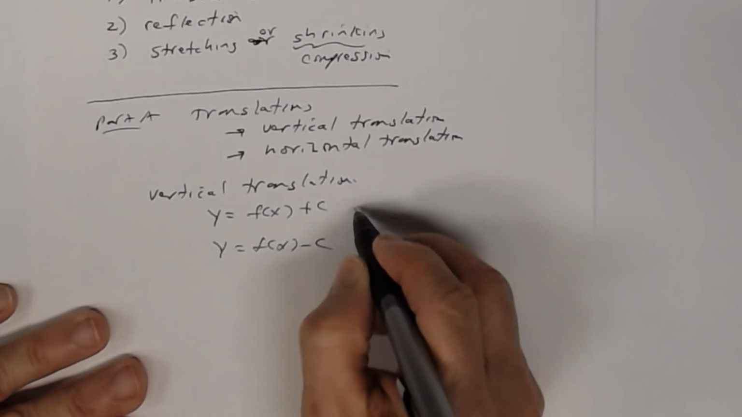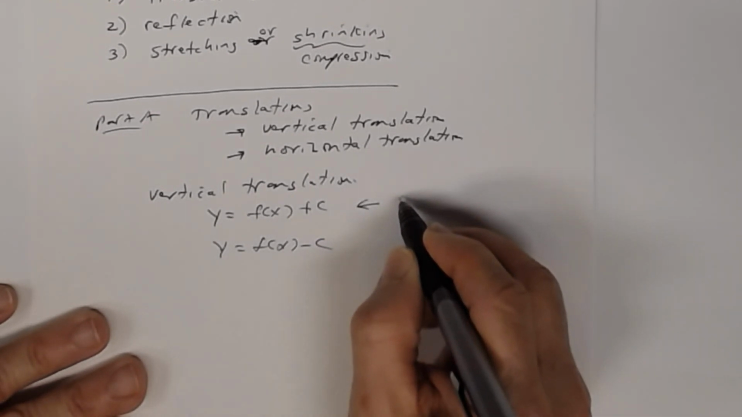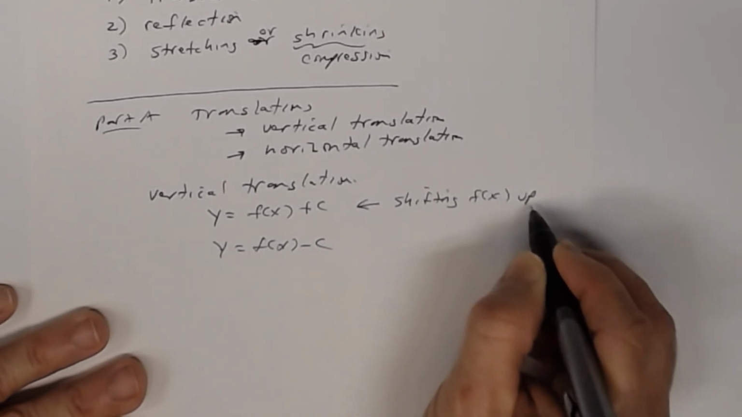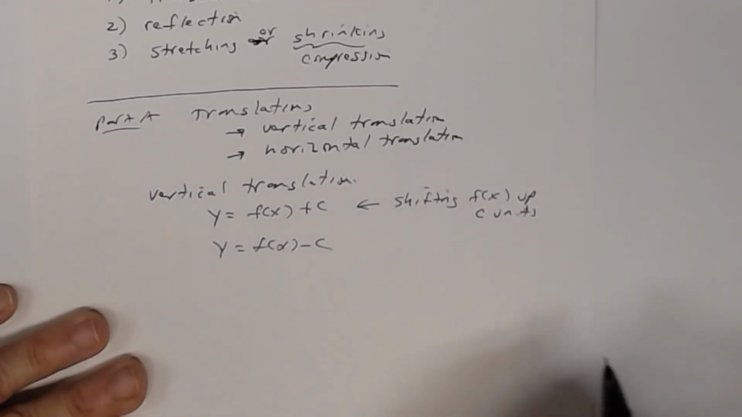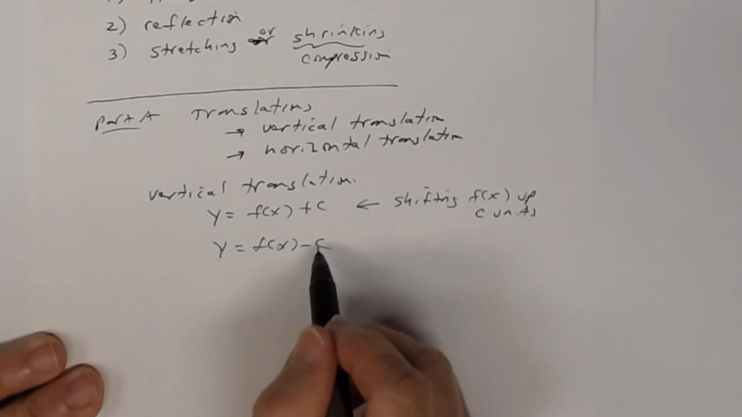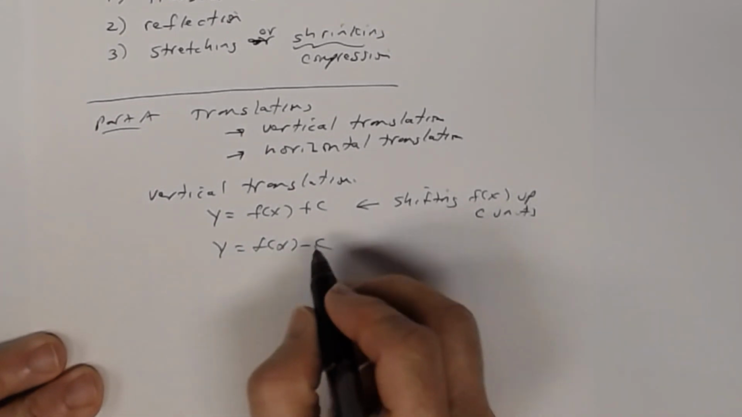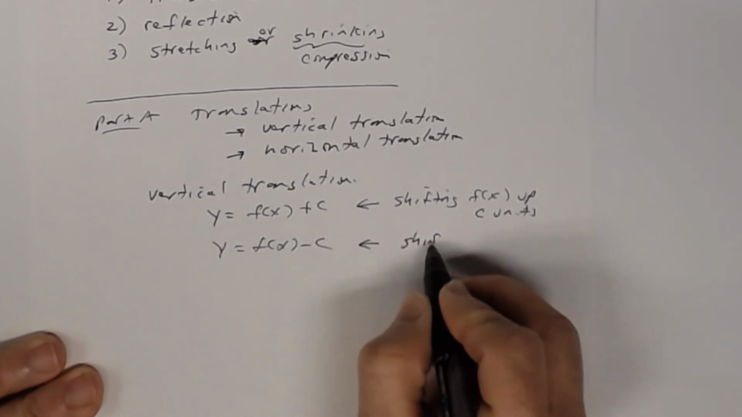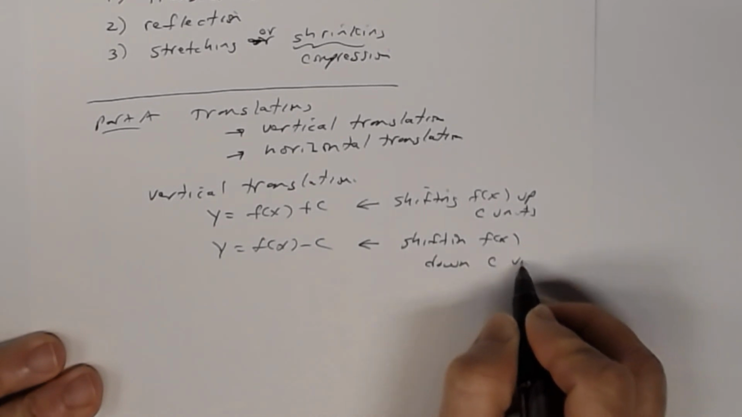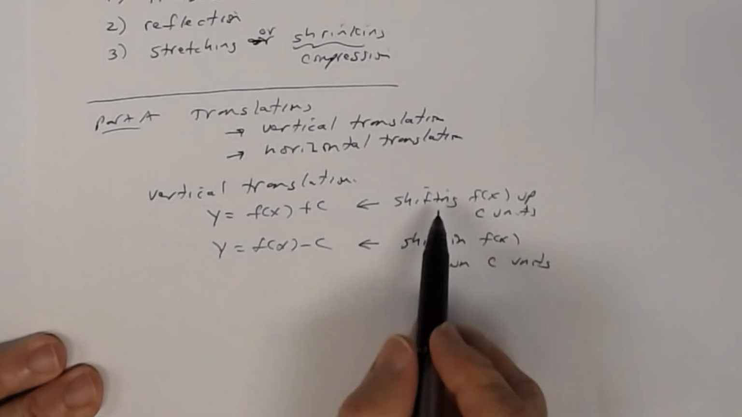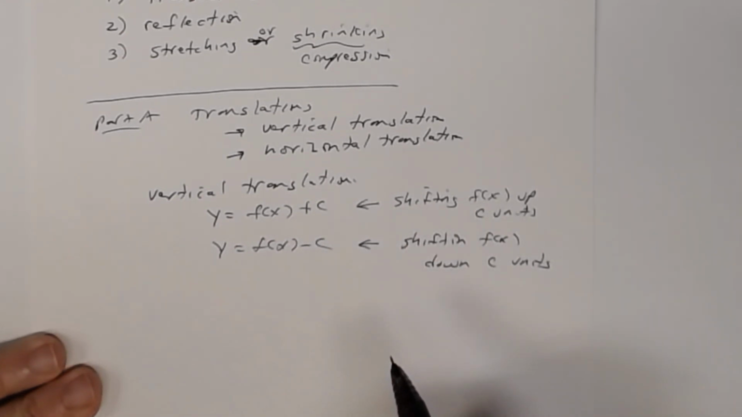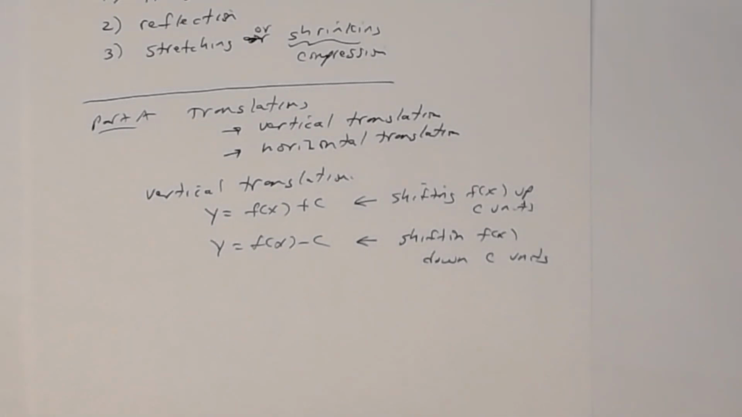All right, so if it's this one, if it's plus c, then you're shifting f of x up c units. So you're shifting f of x up c units. If you're subtracting a number from your function, then you're shifting f of x down c units. Okay, so vertical shift up c units, vertical shift down c units. All right, so let's look at an example for that one.